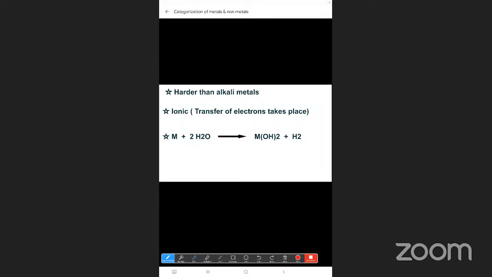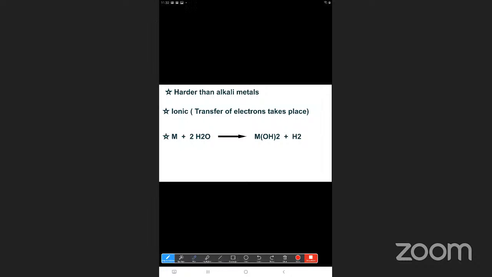These are harder than alkali metals. These are also soft only, but when compared to 1A group elements, these are somewhat hard. So 2A group elements are harder than alkali metals.